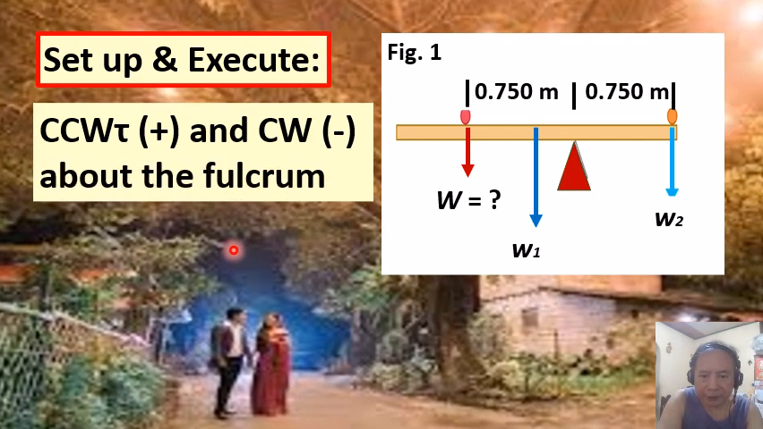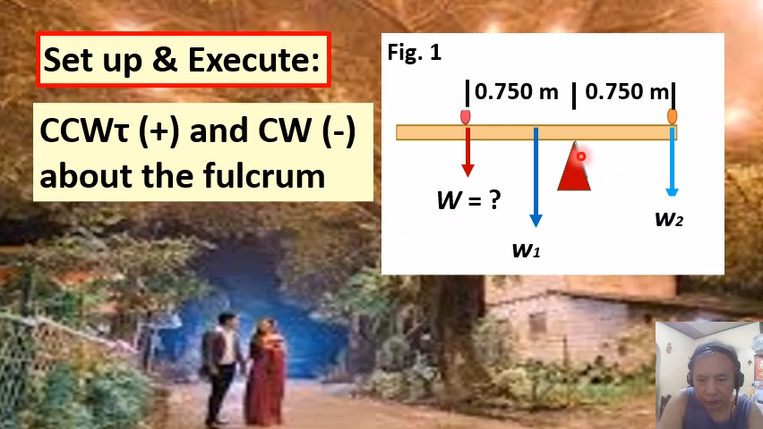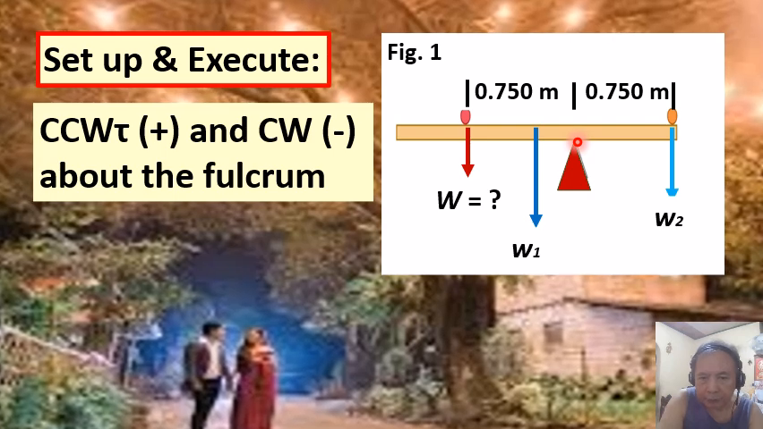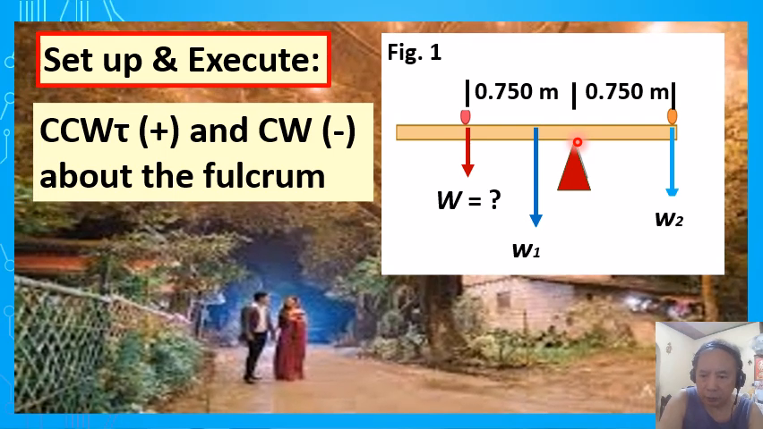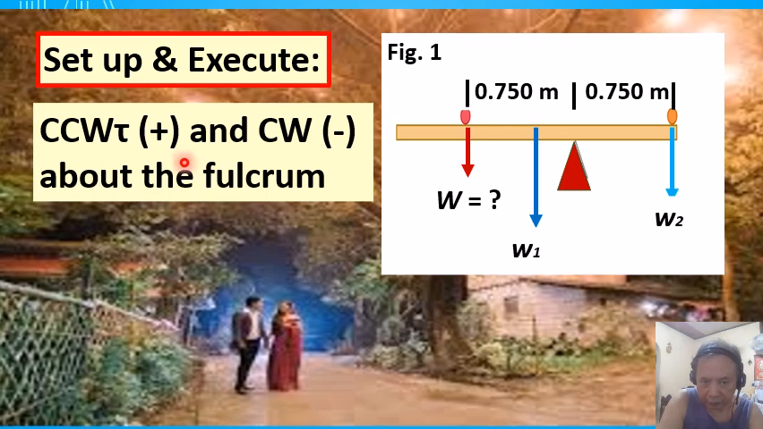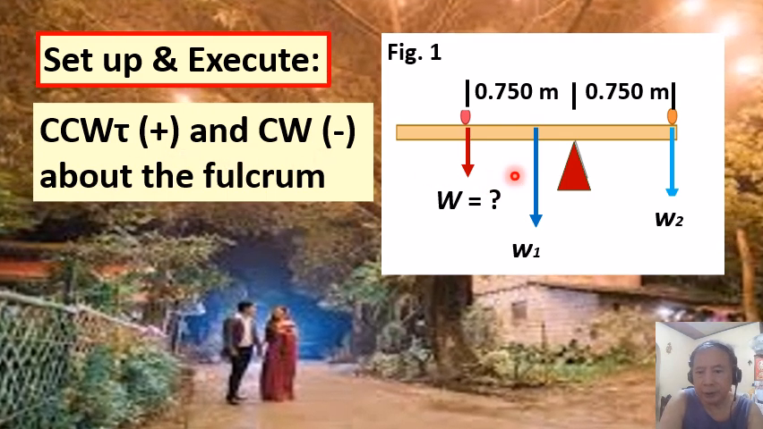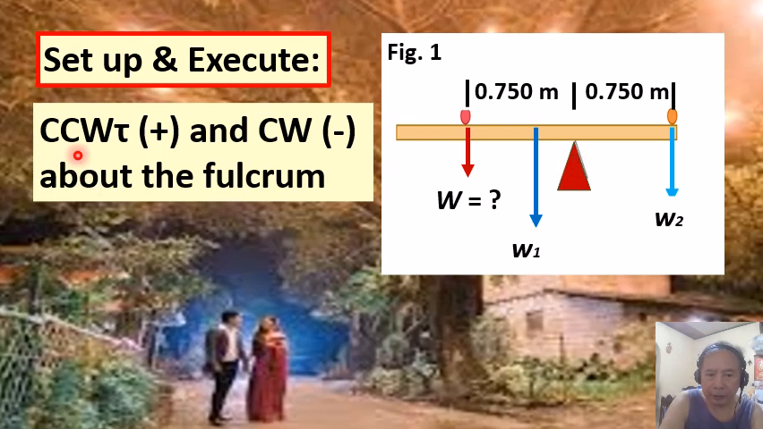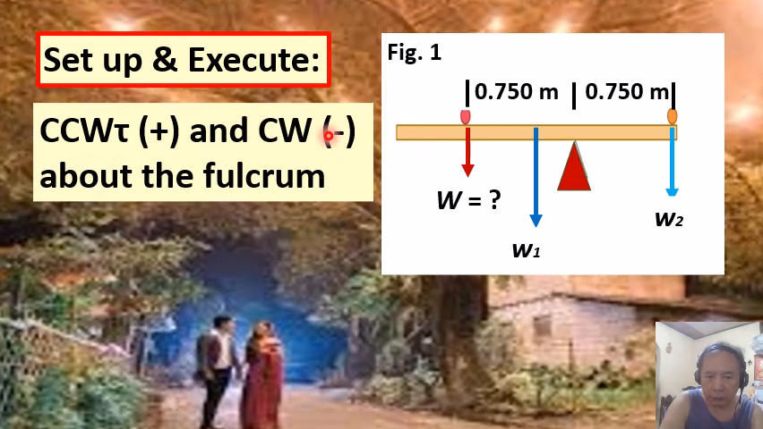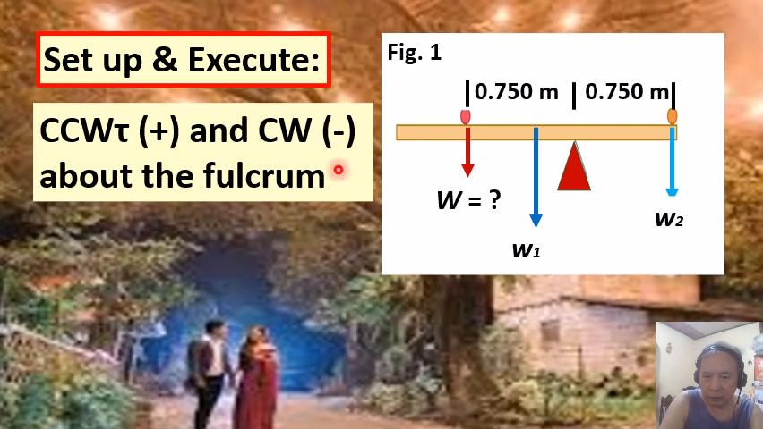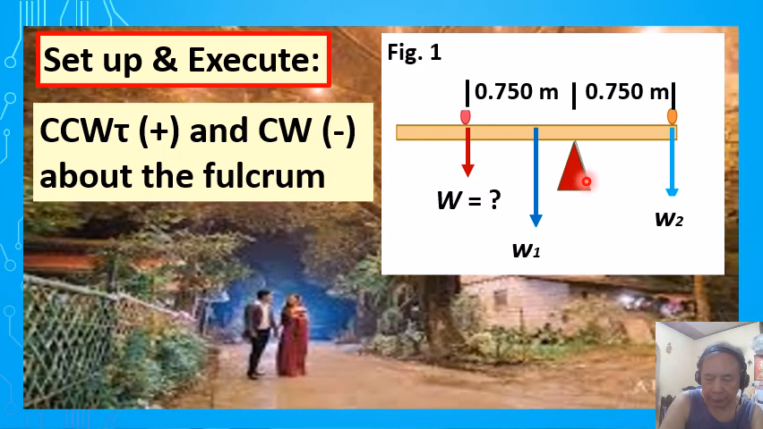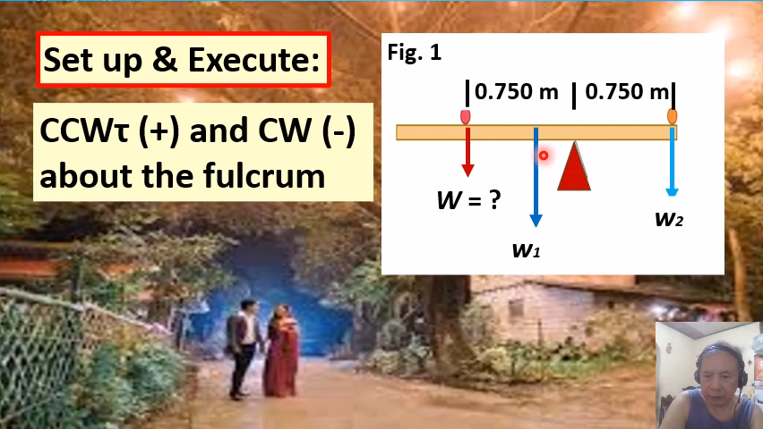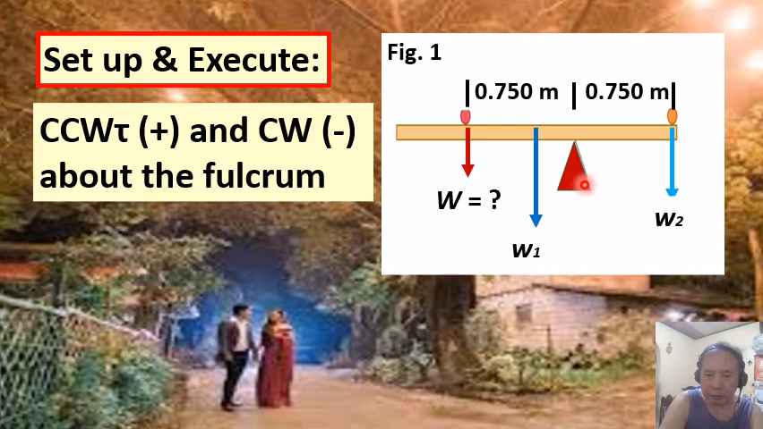In applying the torque principle, we choose the point exactly above the fulcrum as our axis of rotation. And conventionally, we consider the torque that produces counterclockwise rotation of the body to be positive, while the torque that produces clockwise torque on the body about the chosen axis of rotation to be negative.